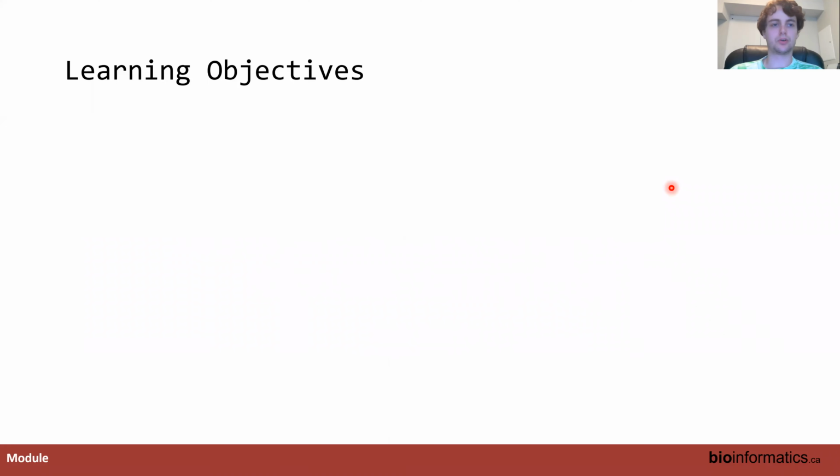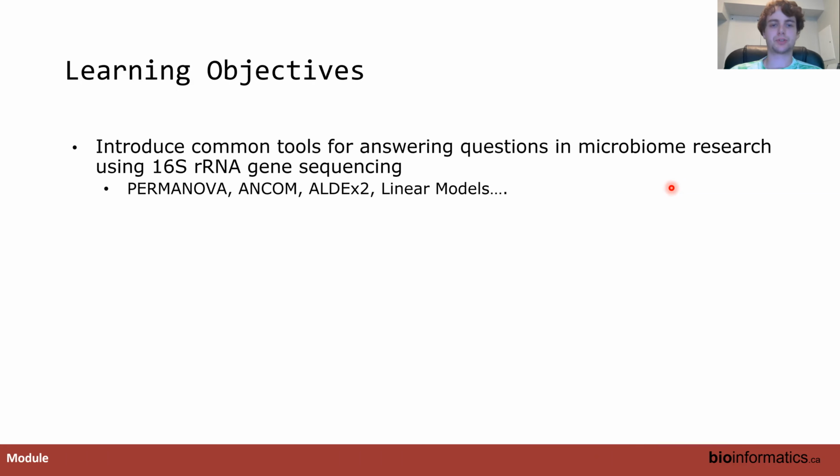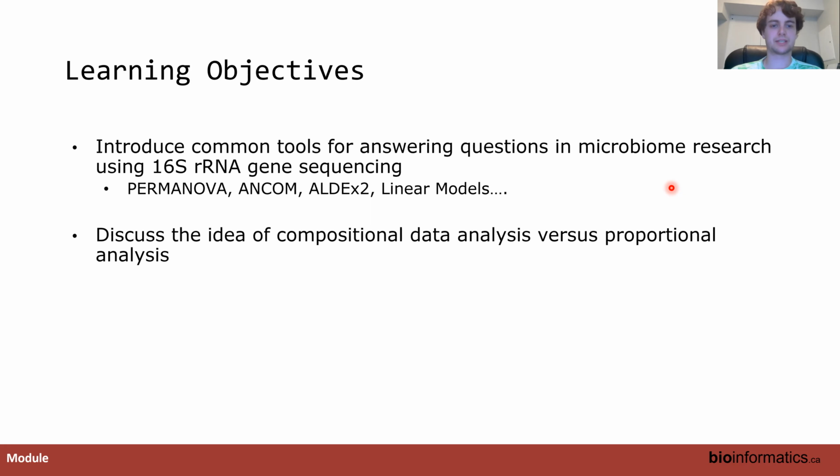The goals for this lecture are: one, to introduce common tools for answering questions in microbiome research. These tools include statistical frameworks such as PERMANOVA, ANCOM, DESeq2, and linear models. We'll also discuss the idea of compositional data analysis versus the more traditional proportional or relative abundance-based analysis. And finally, we'll briefly introduce machine learning in the context of microbiome research.